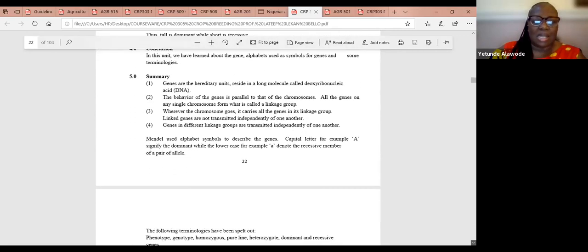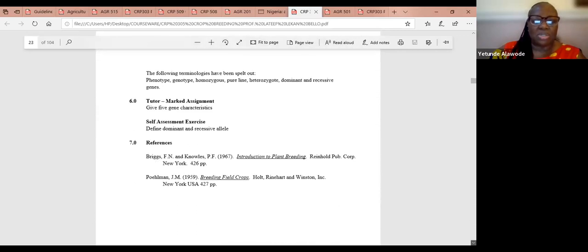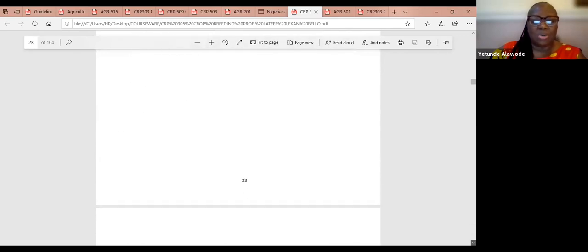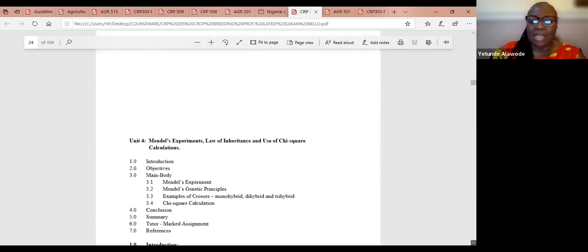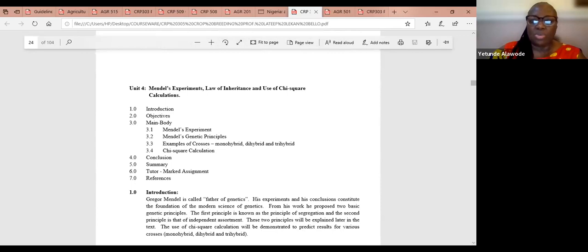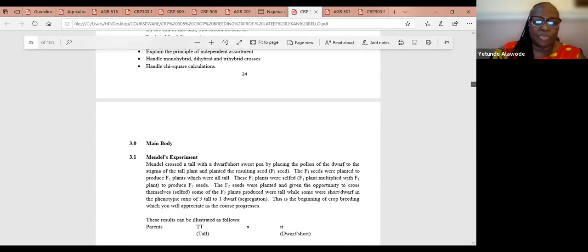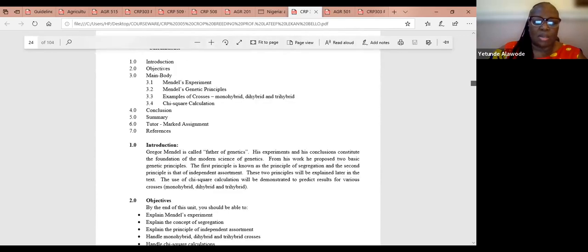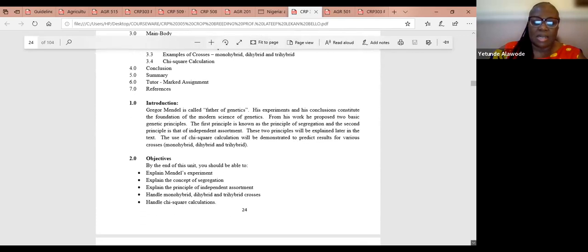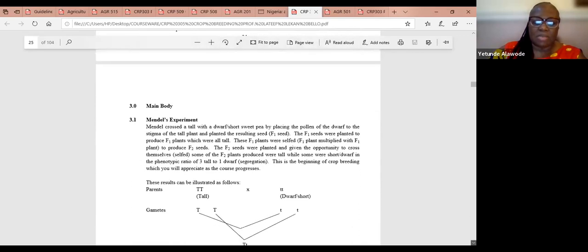So those are things that, like I said, your definition should just be brief. You shouldn't go off line or off points. Just go straight to the point, because the marking guide, you mark points, not story. I told you that Gregor Mendel is the father of genetics, and we talked about the experiments.